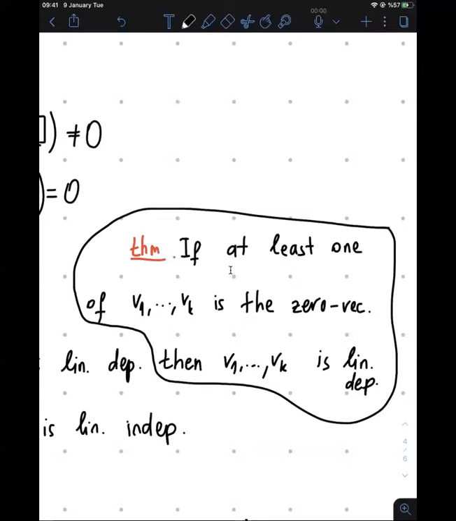So if at least one of the vectors is the zero vector, then that set must be linearly dependent. Why? Because if I consider a linear combination of these vectors, then I can multiply the zero vector by any non-zero number and it will still be a solution, right? If I multiply all the rest by zero and multiply the zero vector by a number, then the combination will give me the zero vector.